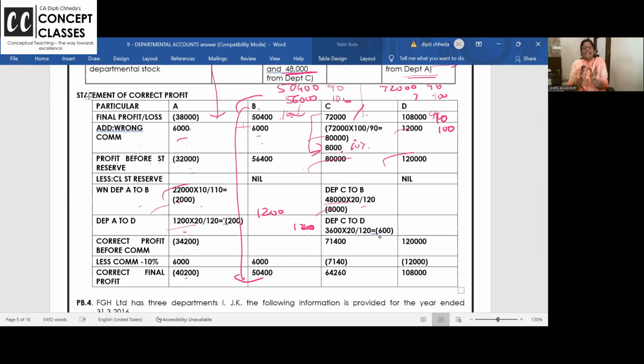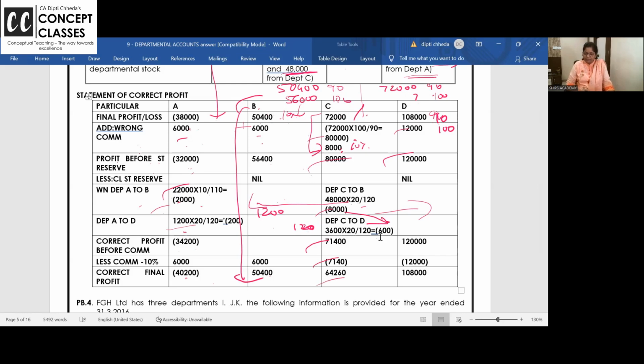So now C, you have sent the goods to B with loading, minus kar do loading. C, you have sent the goods to D, minus kar do loading. Now you are getting the correct profit of C. आप ना ये 8,600 स्टॉक रिजर्व माइनस करना भूल गए थे, तो माइनस कर दो. Now you are getting correct profit. And can you give the correct commission? Yes, we will get the final profit.